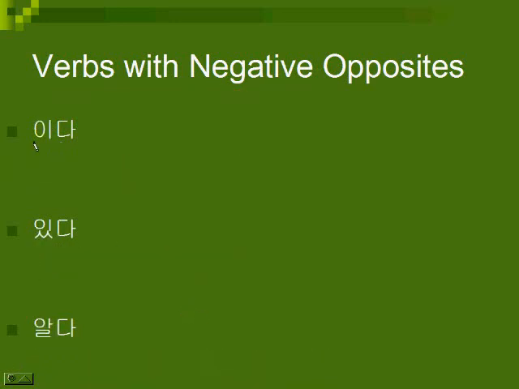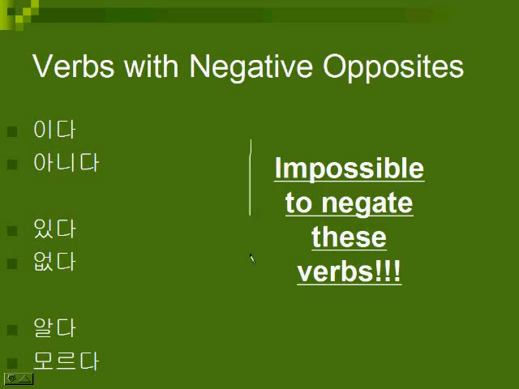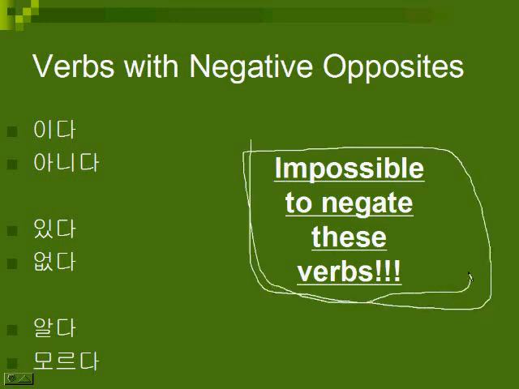Now what we're going to do is look at these ones: ida, itta, and alta. I'm going to tell you right now they are all irregular, and that's because they turn into completely different words. These verbs will simply never negate. Their negations are completely different words. 이다 is 아니다, 있다, 없다, 알다 to 모르다. So these are the negative verbs. These verbs carry negative properties with them already.